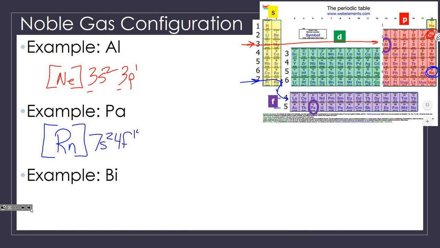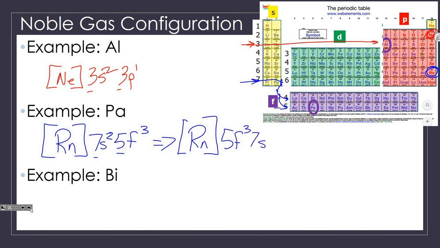Whoops, nope, sorry. I went to the wrong one. 5f. And I go, how many? 3. Now, these are not the same numbers, so this does need to be rearranged, and I rearrange it by saying it's like radon. And then what would I put? 5f3, good. And then, at the very end, 7s2, because these are the ones that are going to react.